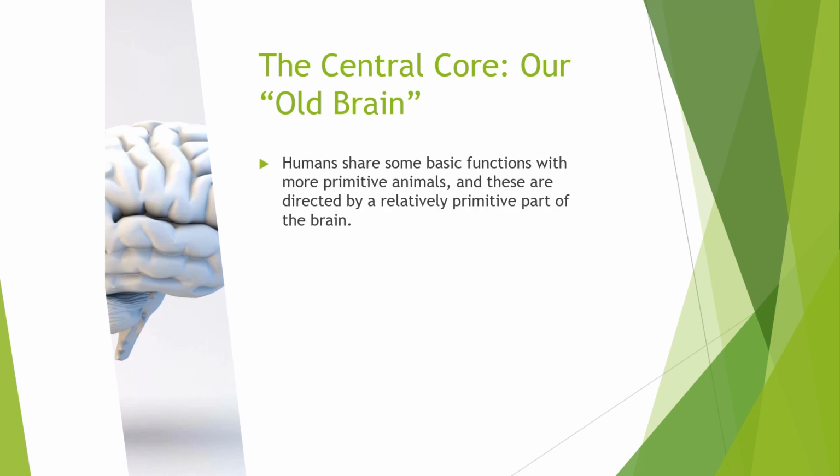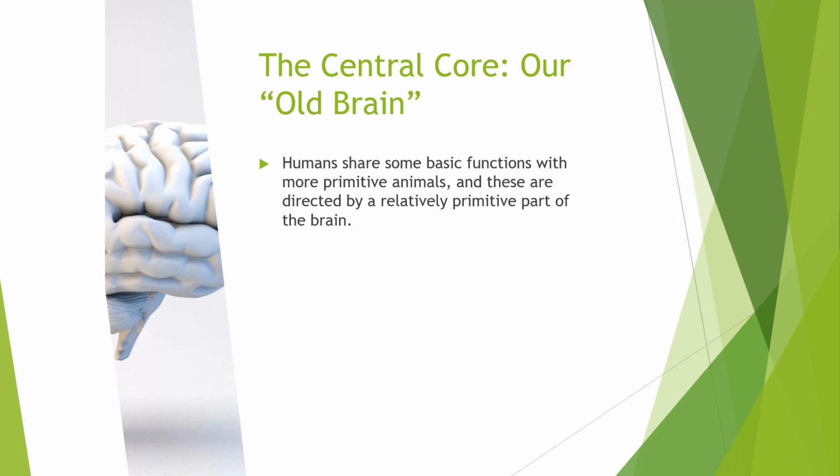So humans share some basic functions with more primitive animals. And these are directed towards an older, more primitive part of the brain. If you think about some of our older, more primitive animals, like primates and monkeys, elephants, we share some of the more basic functions with those animals with our older part of our brain.